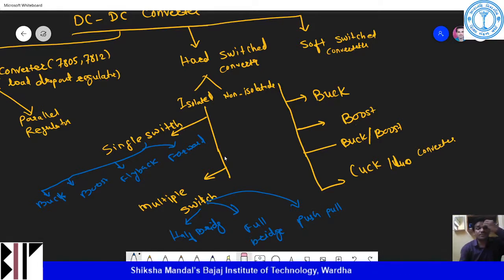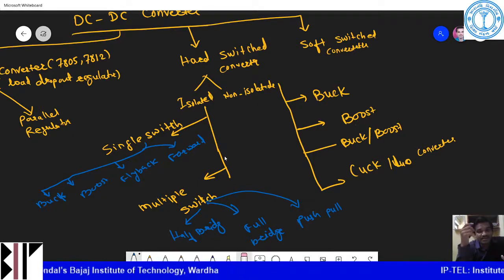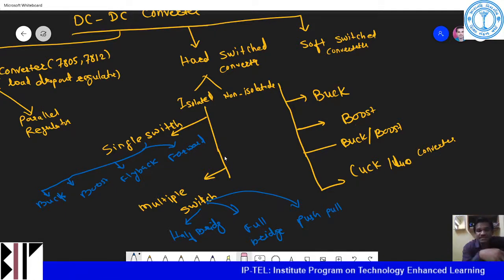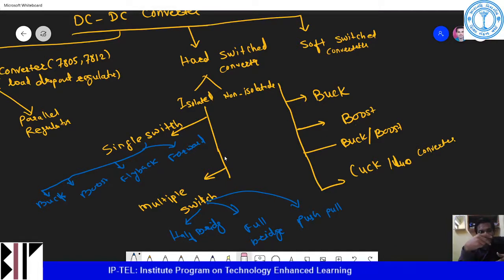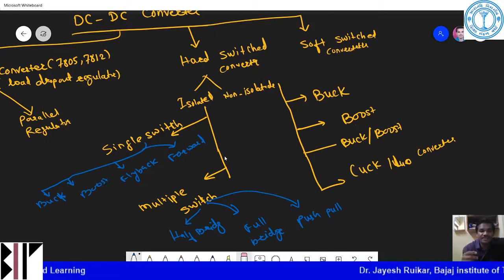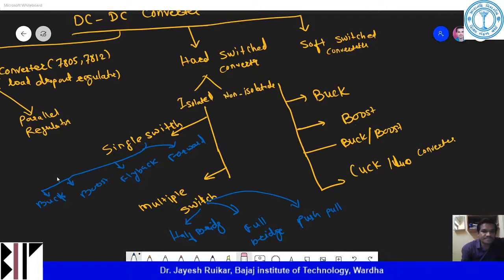For example, I will take an isolated converter like your laptop charger. What is inside your laptop charger is an SMPS. So 230 at the input side, and then you will get an output of 20 volts. There is no physical circuit connection between them; everything is in the isolation type.